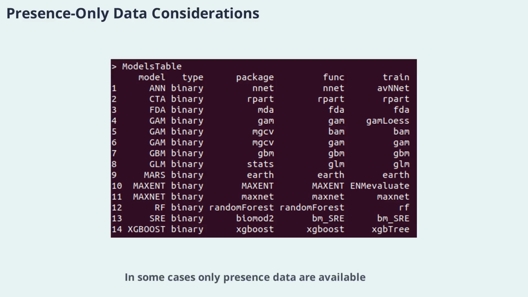In some cases only presence data are available. Presence-only modeling requires special considerations to avoid bias. It's important not to mix presence-only data with real absences, as this can distort model predictions. Instead, pseudo-absences or background points are generated to provide a contrast for modeling. Sampling strategies for pseudo-absences should be carefully chosen to reflect the ecological and geographic context. By understanding the limitations and strengths of presence-only data, we can still derive meaningful insights from incomplete datasets.